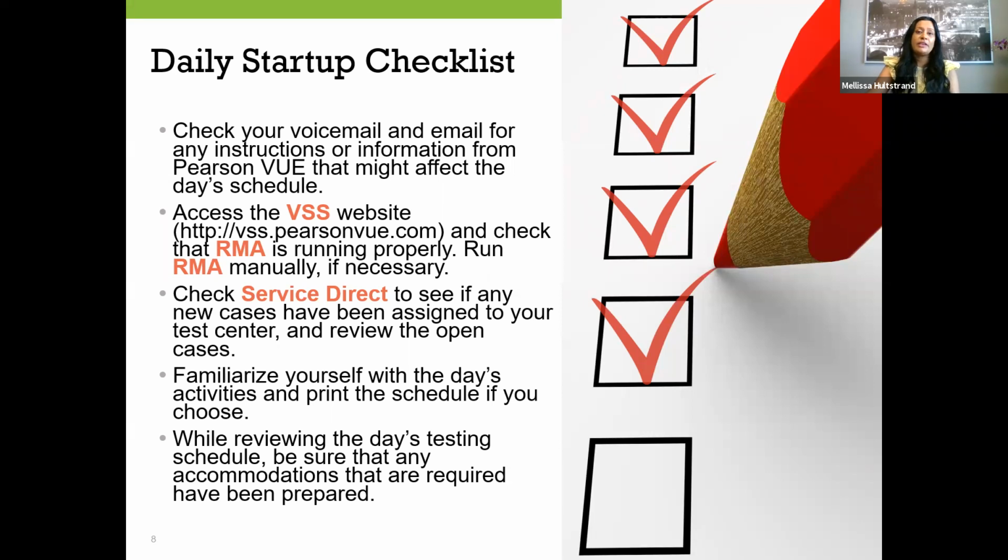the day's testing schedule, be sure that any accommodations that are required have been prepared. So for example, if there's a tester who has been approved to test with a special piece of equipment, do you know if that piece of equipment has arrived? Do you know where it is? Is it in the building that you're in? Is it in a different building? Is it still in the packaging or the box that it was shipped in? Does it need to be assembled? Is it in the test center office area? Those are all things that you should consider to ensure that testing for that tester runs smoothly.